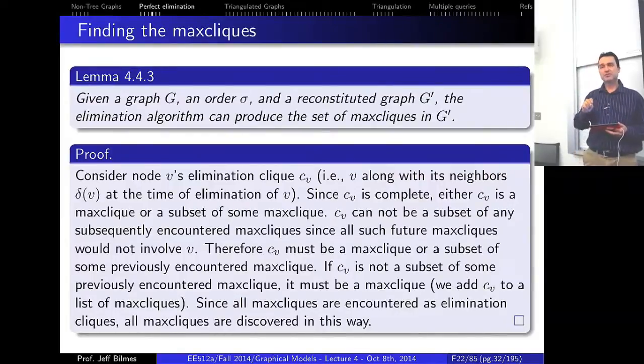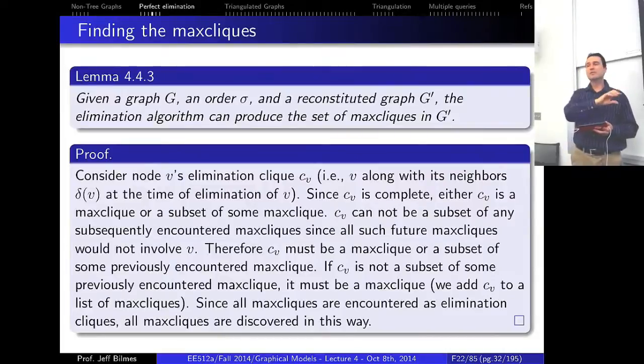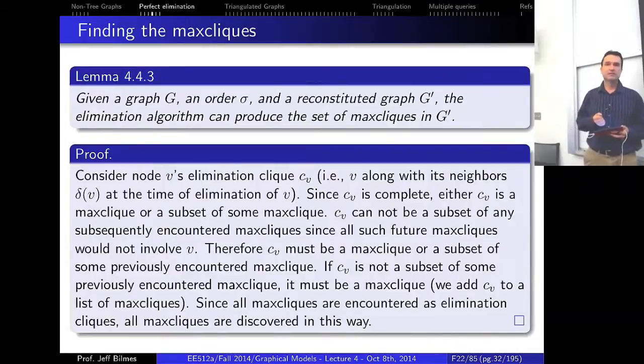So what we do is the following. We keep this list of max cliques. We start building this list of max cliques. And if it's ever the case that a vertex and its neighbors are not a subset of the set of max cliques that we've previously encountered, then we say it must be a max clique, and so we add it to our set of max cliques. Okay? That's basically what this says.